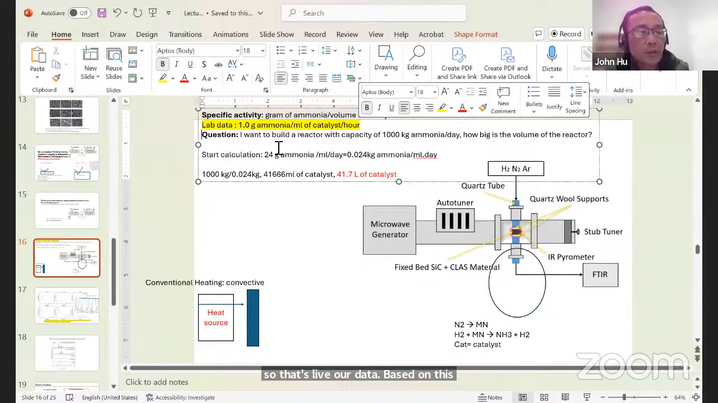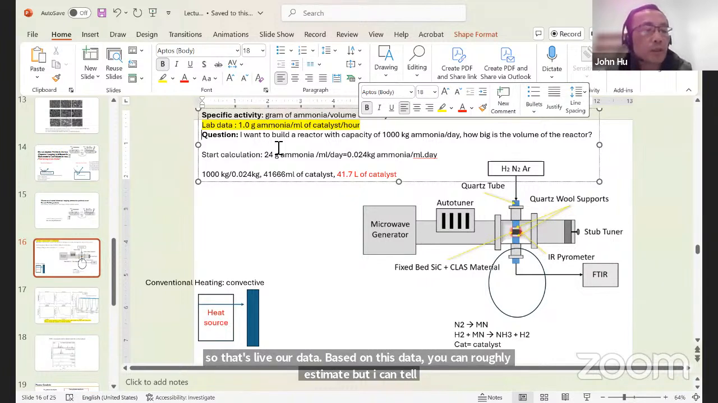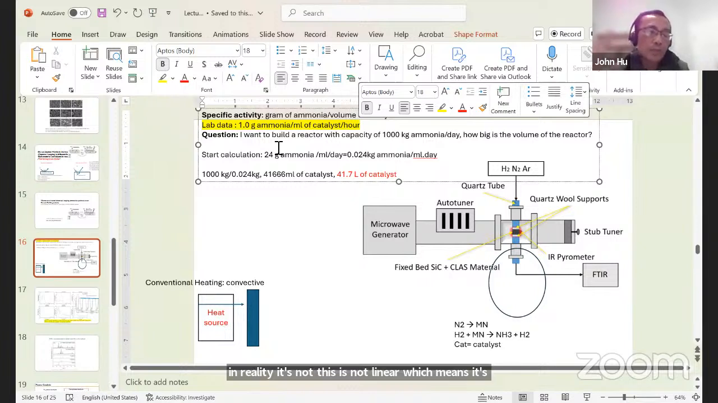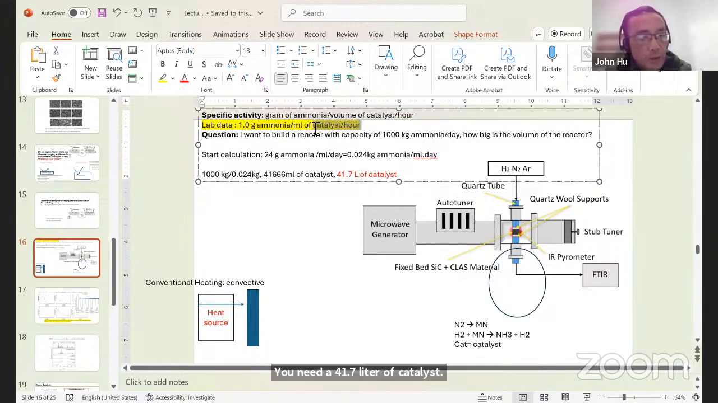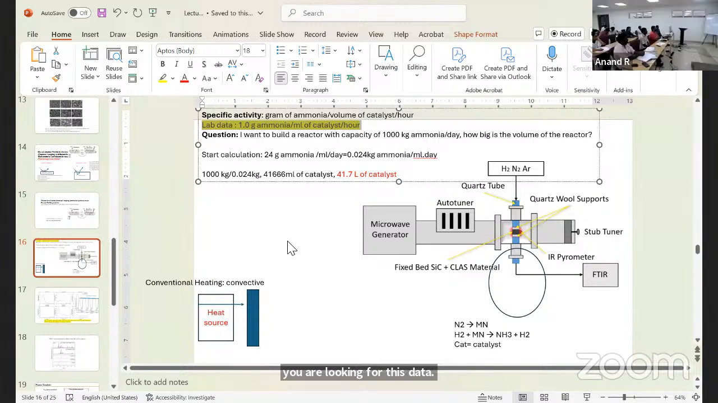Based on this data, you can roughly estimate. But I can tell you, in reality, it's not linear, which means you can't linearly scale up from the small reactor. But this is a rough rule of thumb. This is correct. You need 41.7 liters of catalyst. It's pretty simple. Keep in mind, you are looking for this data. Is it clear now? Yes, sir.